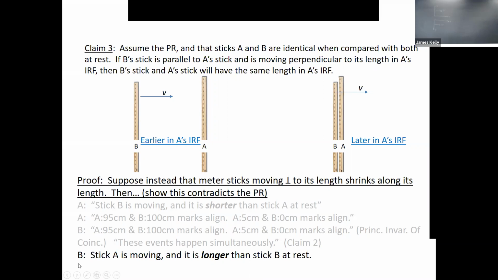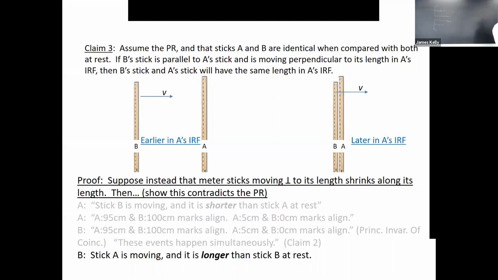What statement will B make about the relative length of stick A while it moves past? Stick A is moving, and it's longer than stick B at rest. And therefore, if we were to restate that generically in terms of what happens to meter sticks moving perpendicular to their length, B would say the moving meter stick expands along its length, whereas A would say in exactly the same situation, the moving meter stick contracts along its length.